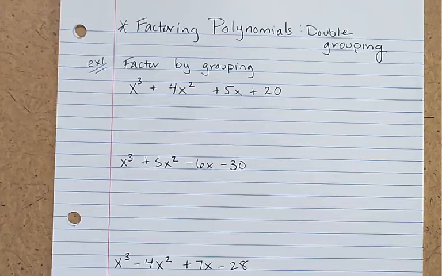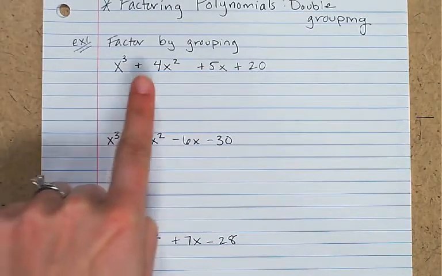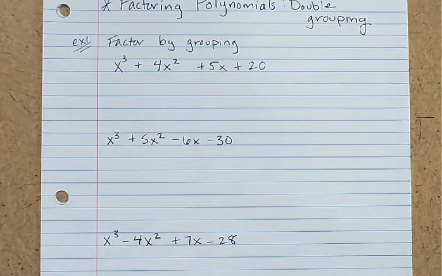This is a review of the Edgenuity lesson, Factoring Polynomials Double Grouping. For the examples I have, whenever you have 4 terms, so 1, 2, 3, 4, the only way that you can factor it is to do this factor by grouping.